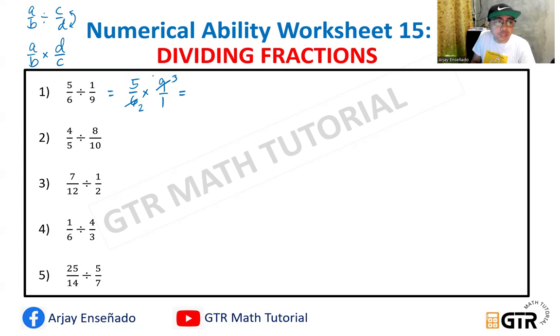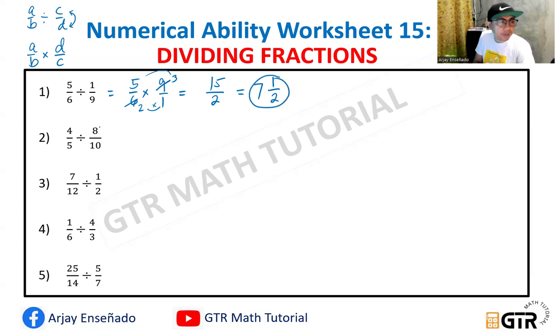Tapos i-multiply na natin yung numerator tsaka yung denominator. So 5 times 3, that is equal to 15. And then 2 times 1, that is equal to 2. So ang final answer natin kailangan na sa form palagi ng mixed number kapag improper fraction. So i-divide lang natin ito. So ilang 2 meron sa 15, meron tayong 7. 7 times 2 is 14. May remainder pa na 1. So therefore 7 and 1/2.